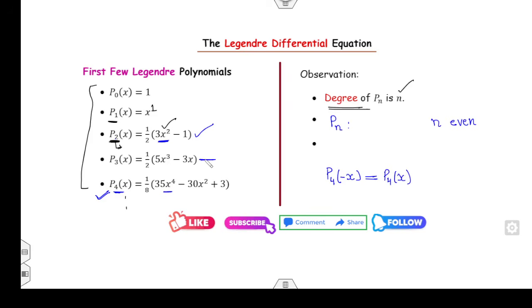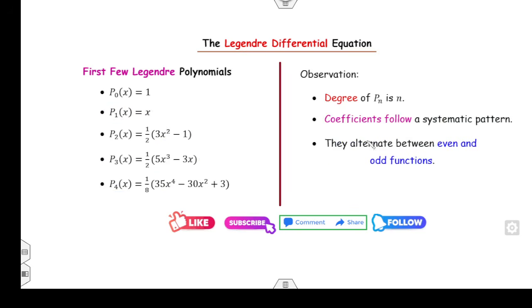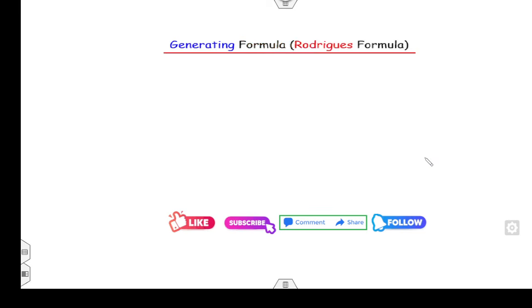On the other hand, if you consider P3, that's odd. Whenever n is odd, then Pn is an odd degree polynomial. You can see that's an odd function. Clearly, P3 is my odd function. They form an alternation: even, odd, even, odd, even. The next one will be odd, and so on. So they alternate between the even and the odd functions.